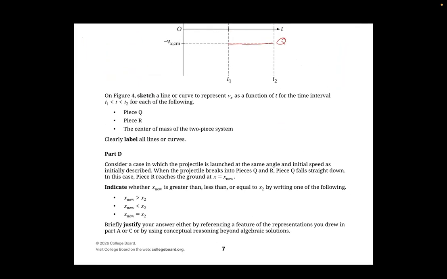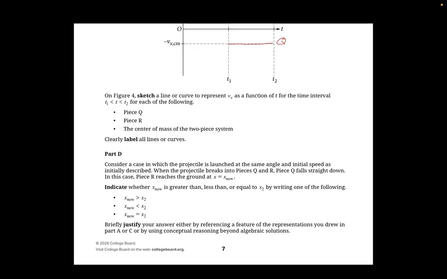And the last part D. Consider a case in which the projectile is launched at the same angle and initial speed as initially described. When the projectile breaks into pieces Q and R, piece Q falls straight down, so it doesn't go back to its original launch point. And in this case, piece R reaches the ground at a new location, x nu. Indicate whether x nu is greater than, less than, or equal to x2. Okay, so it should actually be less than, and we'll actually try and justify using both A and C.